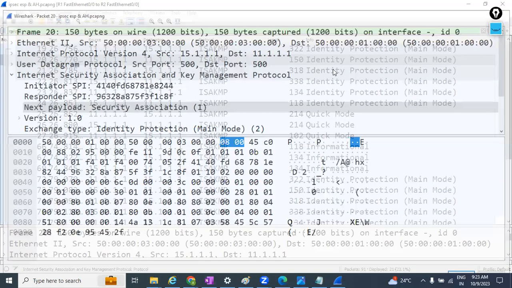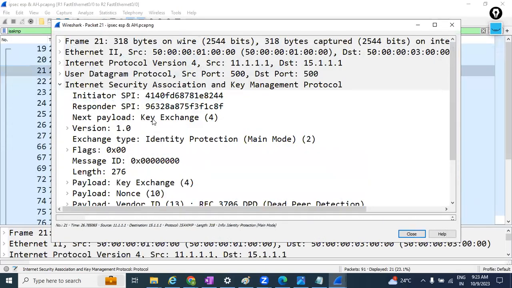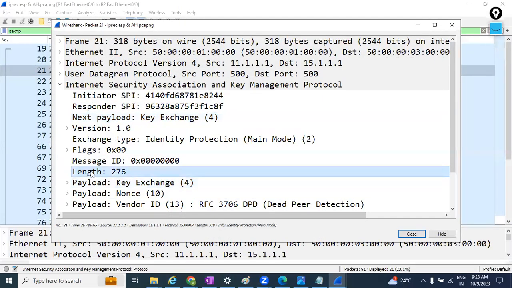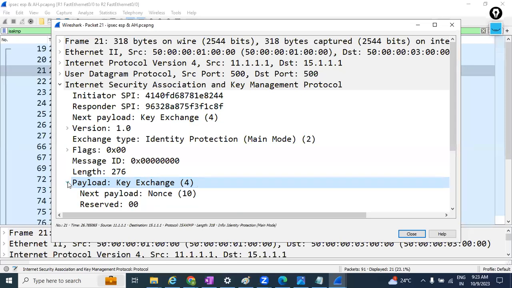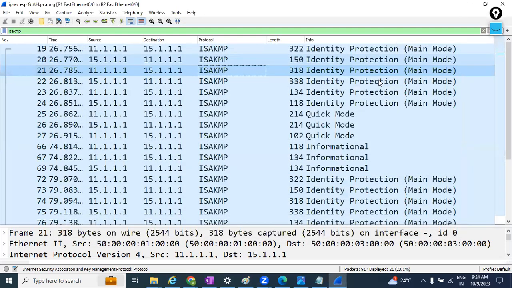The third message, if I open it here, what is the next payload? Key exchange. Up to length we have the header, but after that I can see key exchange also. That is a different thing and not the full information, but still, in which format is the information? Clear text. If I come to the fourth packet, third and fourth are the same. But after the third and fourth messages, we have exchanged keying material.